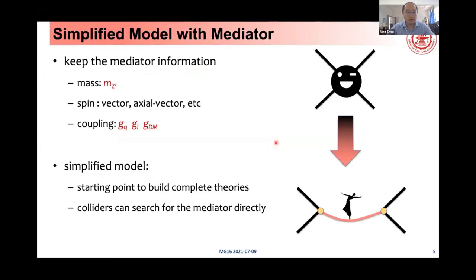So in a simplified model, the mediator information is kept, like the spin of the mediator, it could be vector, axial vector, etc., and the coupling between the mediator with dark matter and Standard Model particles. So under this framework, the collider can search for both the dark matter and the mediator directly.